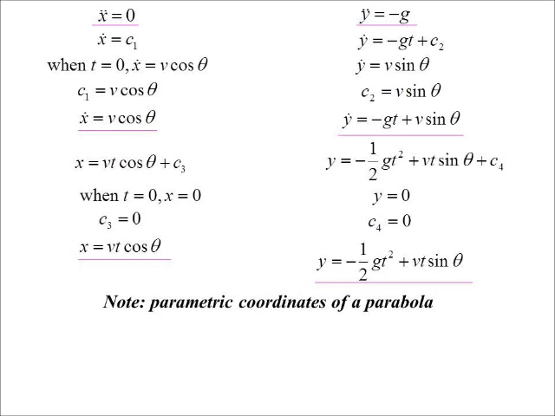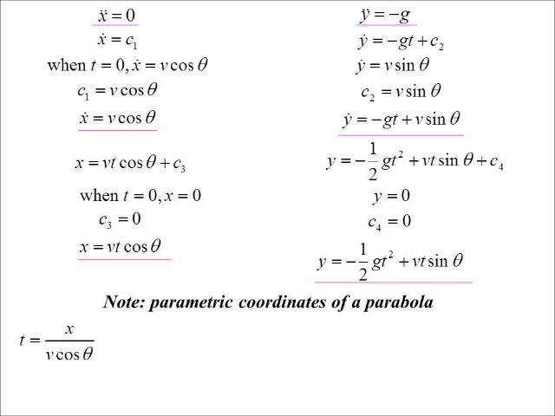Now, we're used to seeing the basic one where the vertex was at the origin, with x equals 2at and y equals at squared. But if you think about it, x was simply a multiple of t. In this case, it's v cos theta. And y was at squared, so a multiple of t squared. There's some shift happening, but we've got a multiple of t squared there.